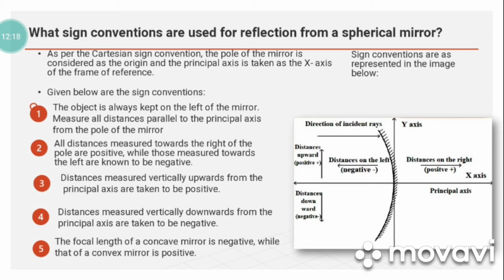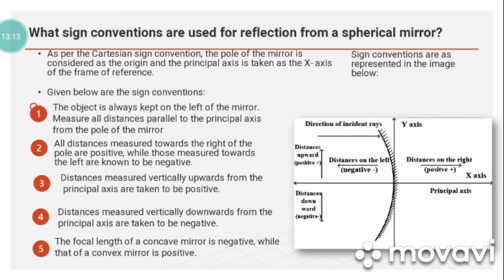Conventions are used for reflection from a spherical mirror. As per the Cartesian sign convention, the pole of the mirror is considered as the origin and the principal axis is taken as the x-axis of the frame of reference. As observed in the figure, P is the pole and the principal axis is the x-axis. Given below are the sign conventions.